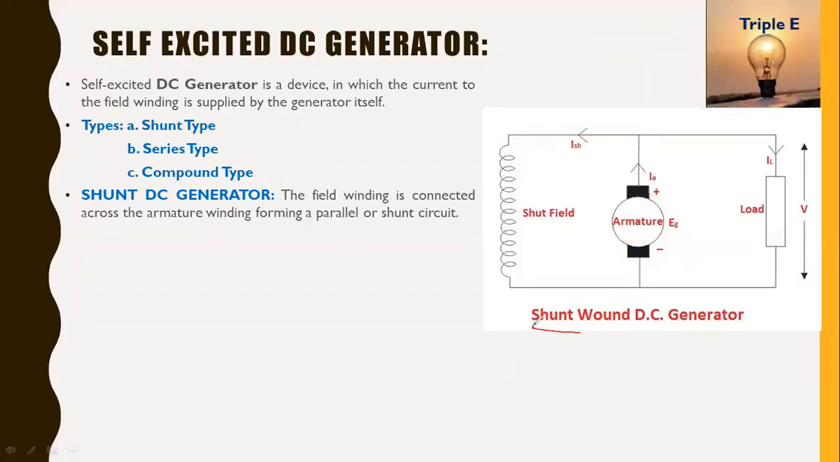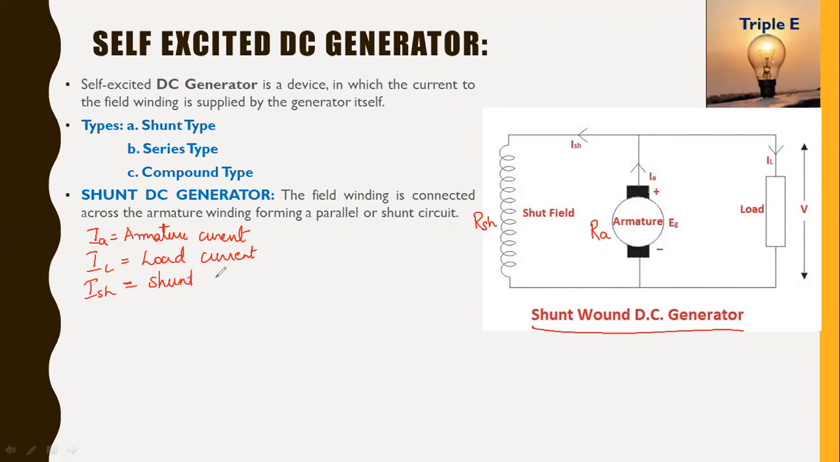This is the connection diagram of the shunt DC generator. This is the shunt field winding, and the resistance of this shunt field winding is called RSH. Similarly, the armature winding also has some resistance, called RA. Now let's write the notations given here. IA is the armature current. IL is the load current which is given to the load. And ISH is the shunt field current.